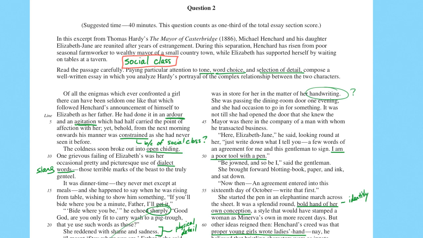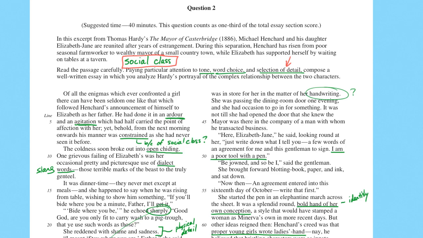I noticed a ton of diction, and I noticed a lot of physical descriptions and details of when Elizabeth offends her father. He either sends her out of the room or leaves the room himself. So this physical separation, when he gets frustrated with her, he forces them to physically separate, which could be an example of what they're looking for here.